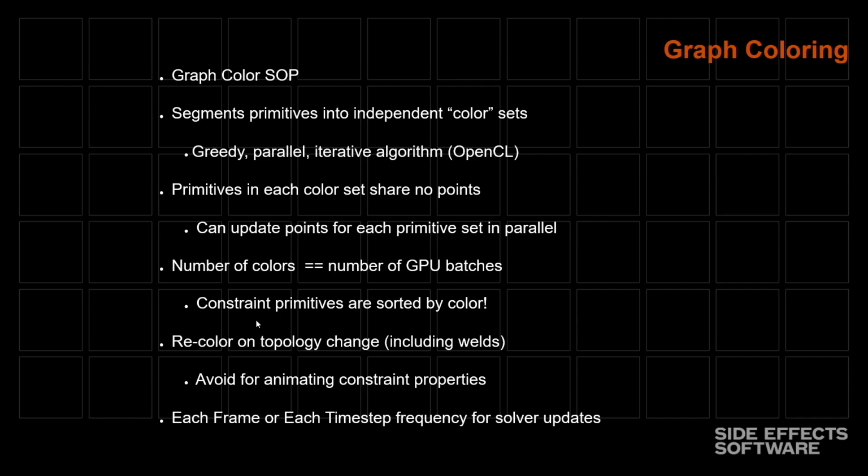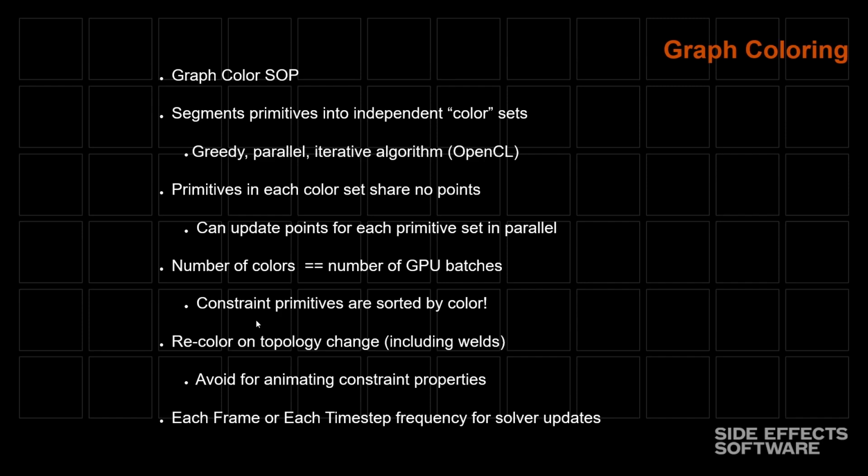Once you've assigned colors for all of these primitives, the number of colors corresponds to the number of GPU batches. So basically, we're going to send off each set of colors to the GPU and process it all at once. In general, you want lower numbers of colors because you want lower numbers of GPU batches. Fewer times that you send kernels to the GPU is better.